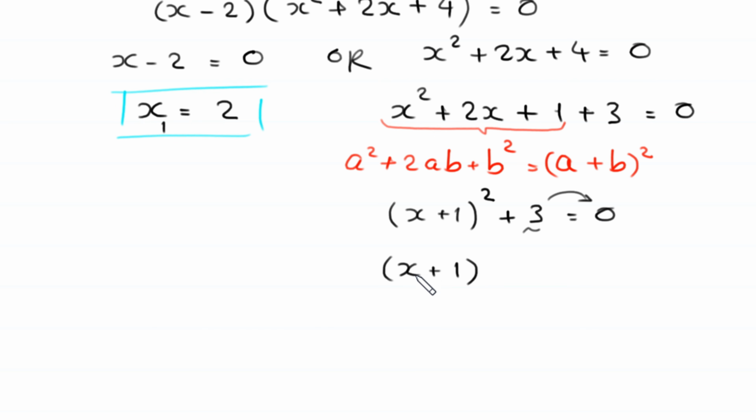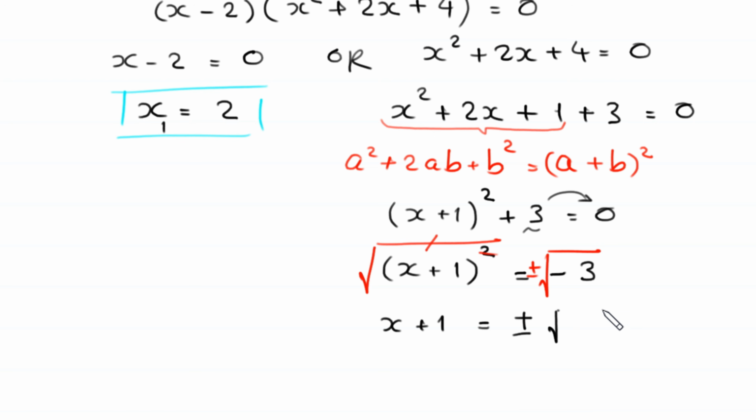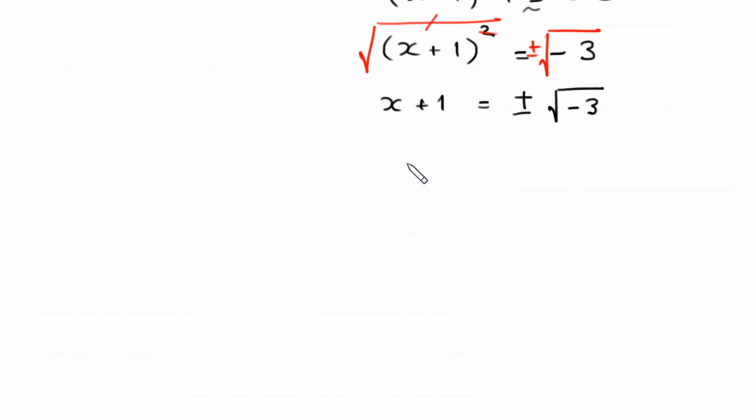Now we move this 3 to the right hand side, then this will become x plus 1 whole squared is equal to negative 3, and from here we take square root of both sides. So this square will be cancelled out with the square root, and here we are left with x plus 1 is equal to plus or minus square root of negative 3. Next, x plus 1 is equal to plus or minus this square root of negative 3 can be written as square root of 3 times negative 1.